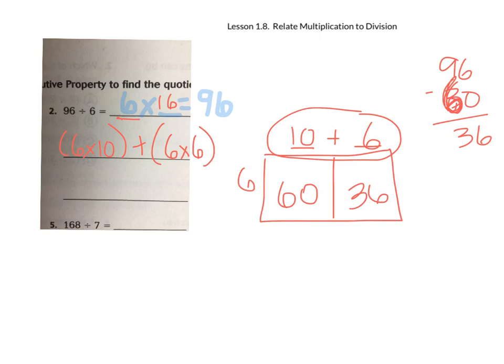Okay, let's try the next one. Let's look at number 3. Number 3 says 85 divided by 5. Right next to it on the line, will you write with me our related multiplication problem? That's going to be 5 times what would equal 85? Write that on the line with me. 5 times what would equal 85.